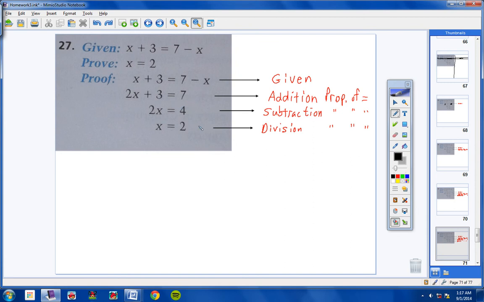So this is just a little introduction trying to get you used to proofs and having you figure out the reasons on your own. They gave you the statements over here, and they wanted you to find the reasons, okay? All right, moving on to number 29.